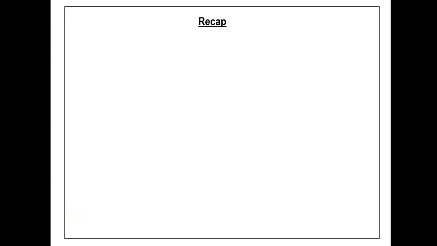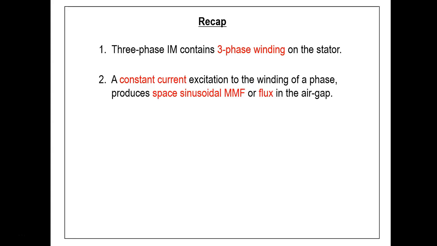Let us recap what we have studied so far. We know that the three-phase induction machine contains three-phase windings on the stator, phase A, phase B and phase C, and they are separated by 120 electrical degrees from one another. If a constant current excitation is applied to the winding of any of the phase A, phase B or phase C, a space sinusoidal MMF will be produced in the air gap.